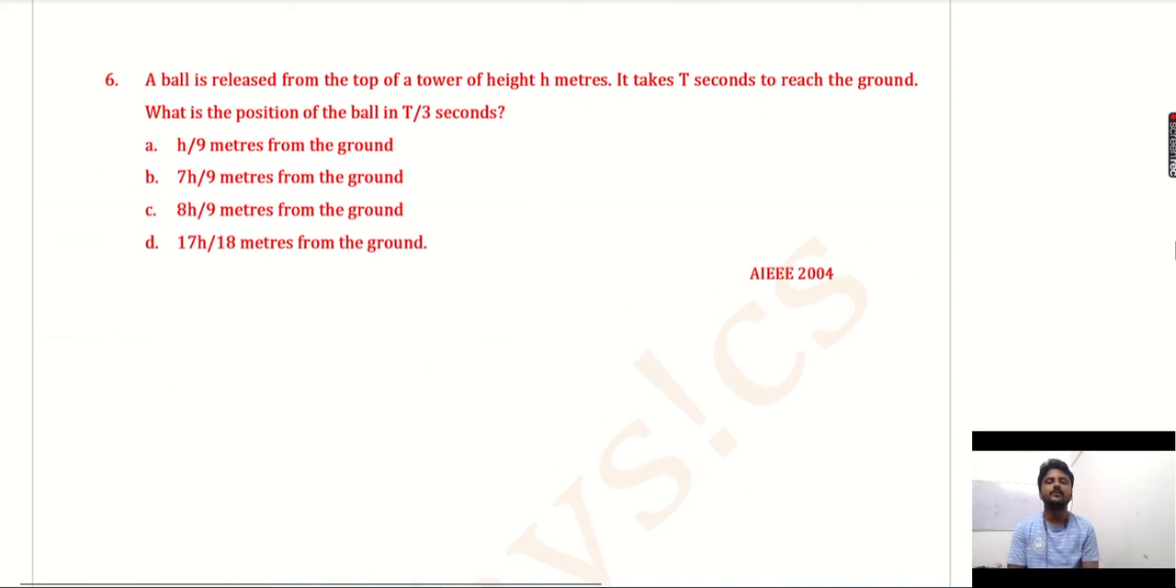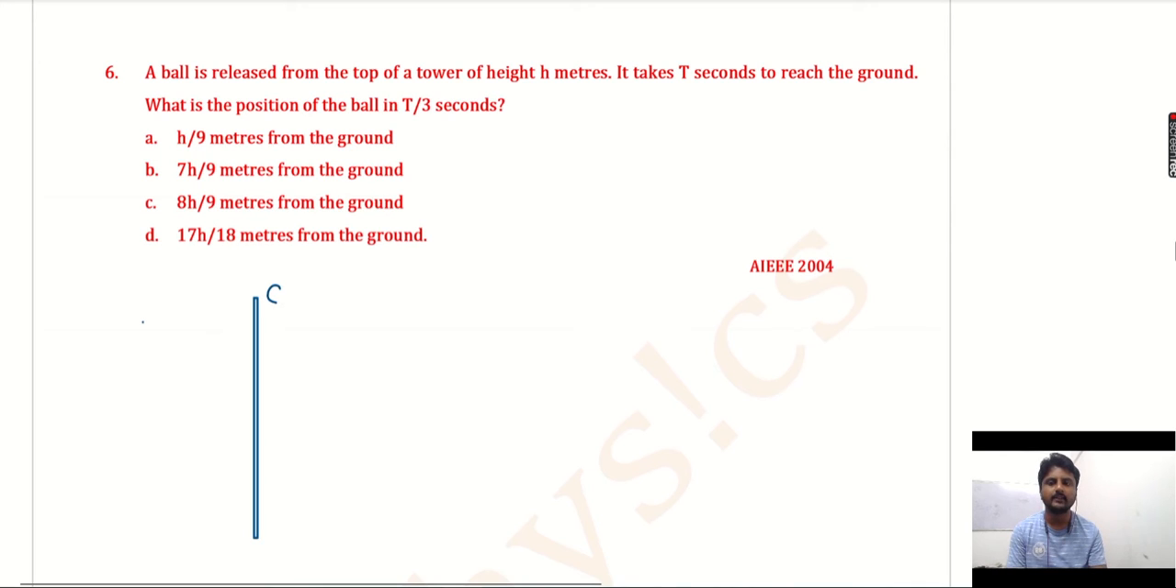A ball is released from the top of a tower of height h meters. It takes t seconds to reach the ground. What is the position of the ball in t by 3 seconds? Okay, again this will be homework for you. I will explain the diagram here.